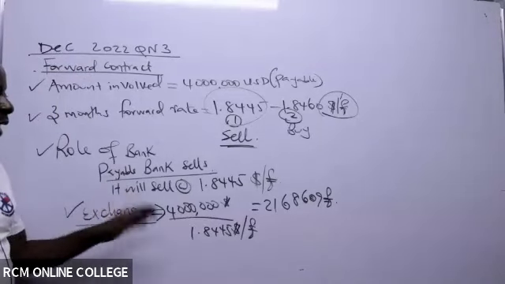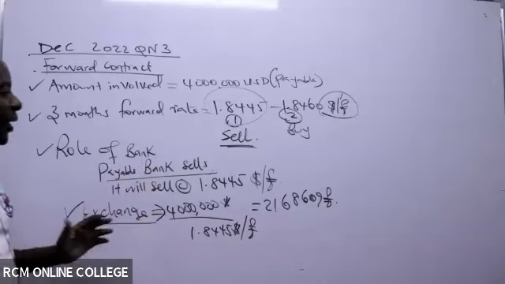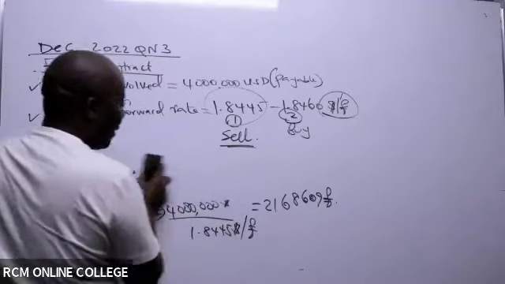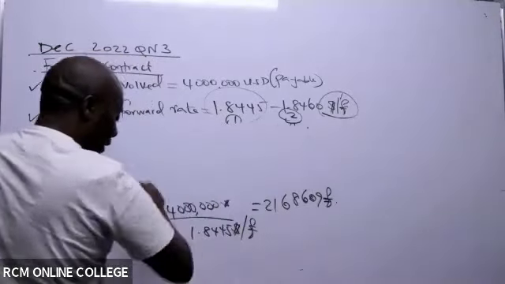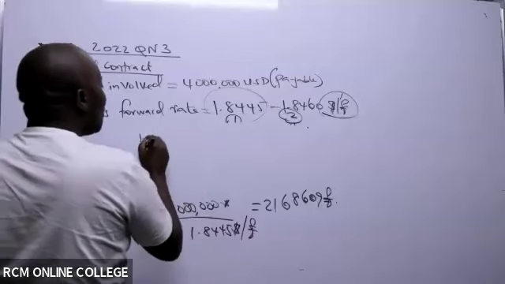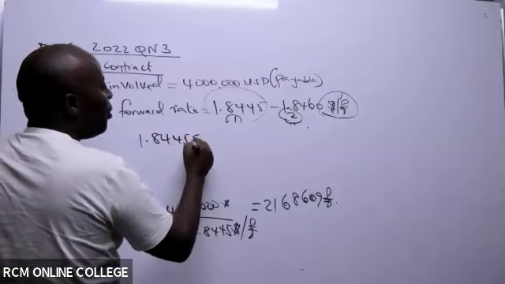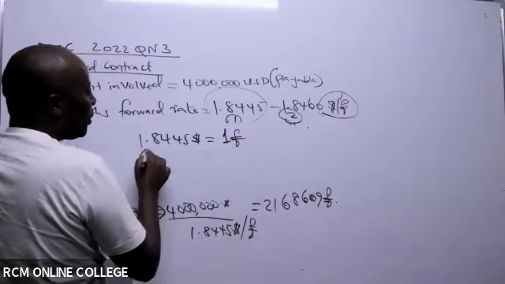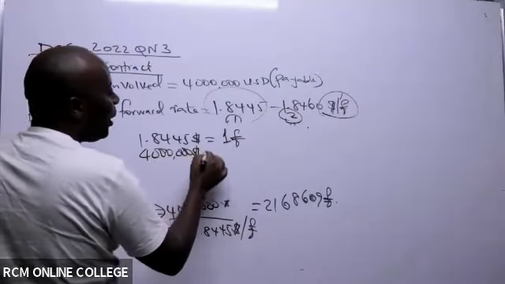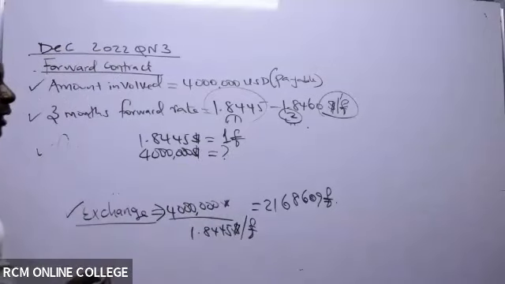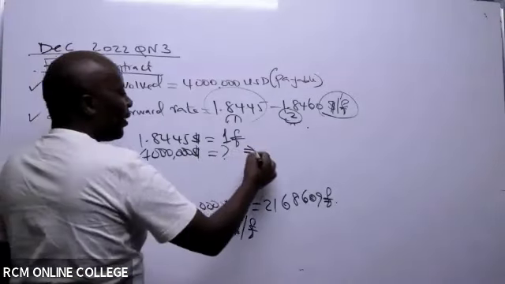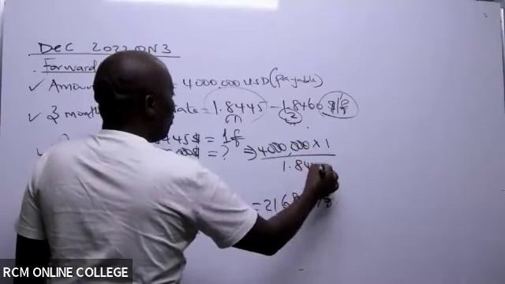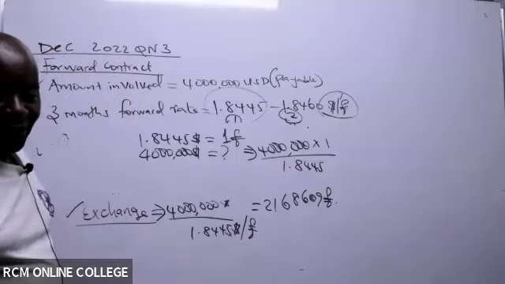If you don't like this way of dividing by using the similarity of currencies, there is no problem. You can comfortably use mother tongue. And our mother tongue is $1.8445 equals 1 pound. How about $4 million? Go ahead and cross multiply. It'll be 4 million times 1 divided by 1.8445. So this is an agreement.